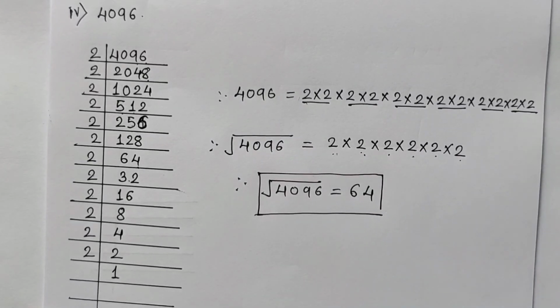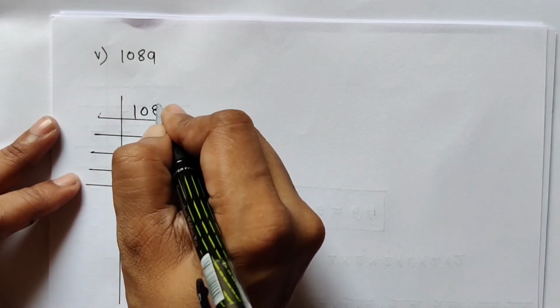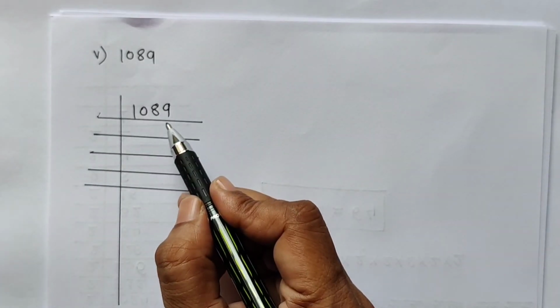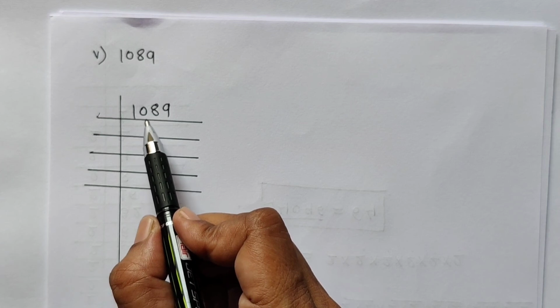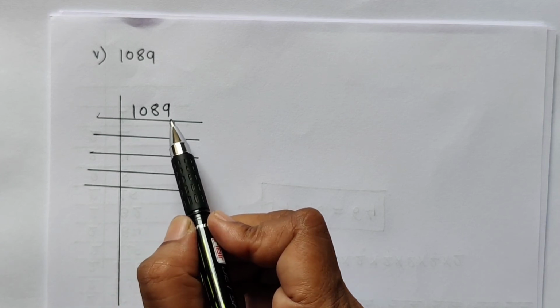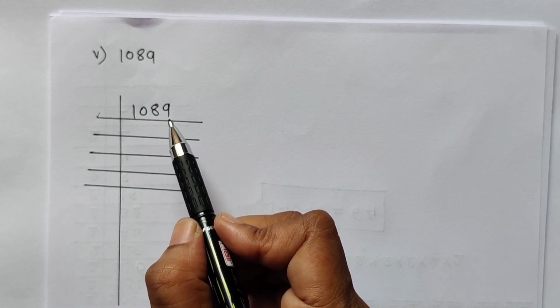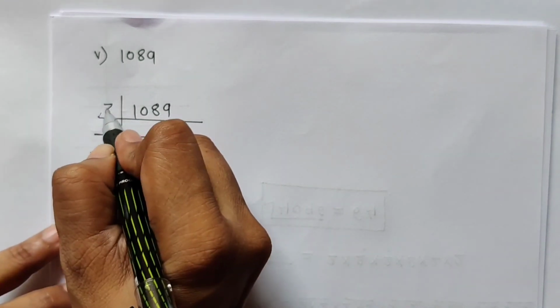In this way solve the sum. Now last sum, let us see. 1089. 1089, 9 is there in the unit place, so it is not divisible by 2. Let us see, is it divisible by 3? 1 plus 0 is 1, plus 8 is 9, 9 plus 9 is 18. 18 is there in the table of 3, that means it is divisible by 3.